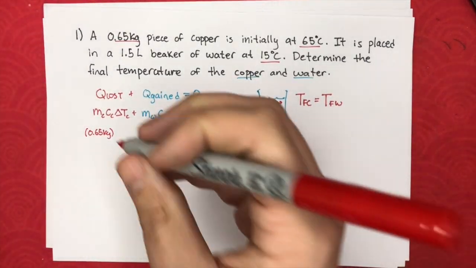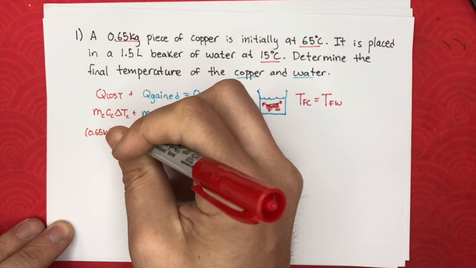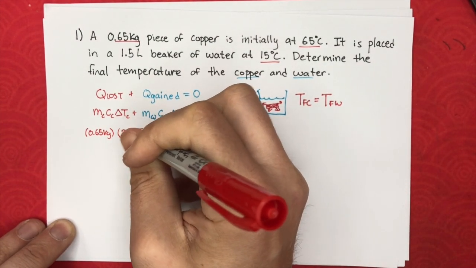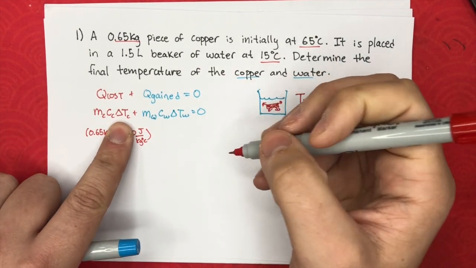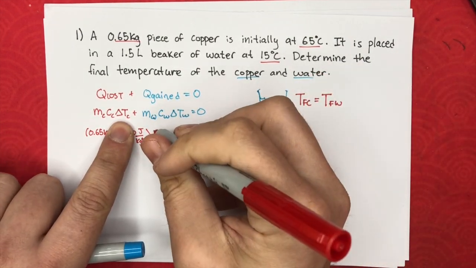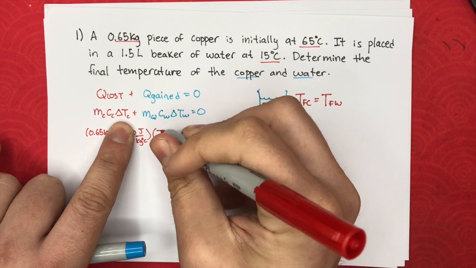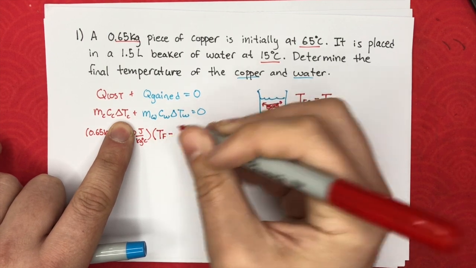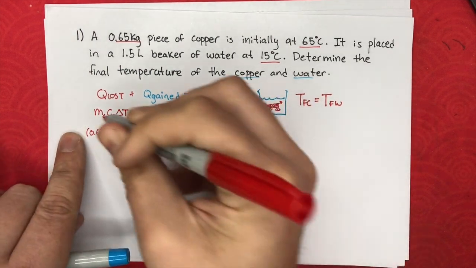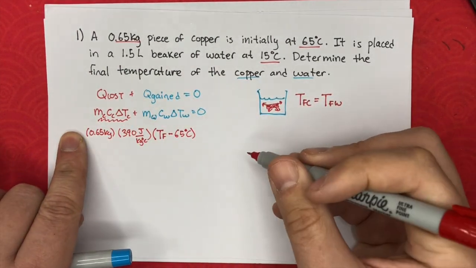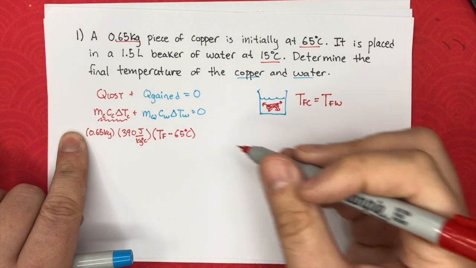So I'll write that down as 390 joules per kilogram degrees Celsius. Now let's take a look at the temperature of the copper here. Well, we know that the change in temperature of the copper is going to be the final temperature minus the initial temperature, which is 65 degrees Celsius. This is all the information regarding the heat lost by the copper piece.